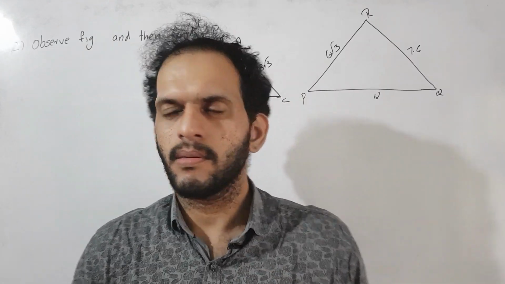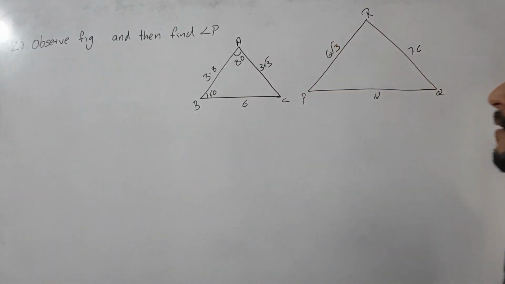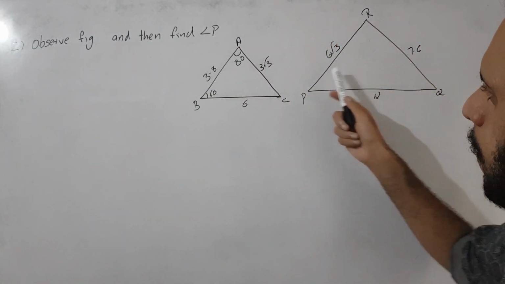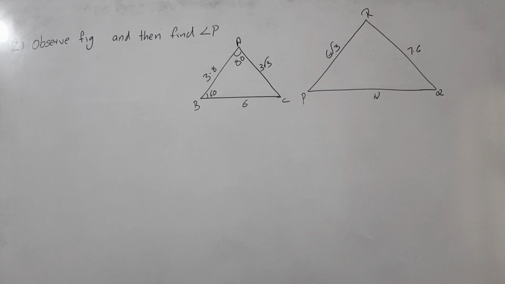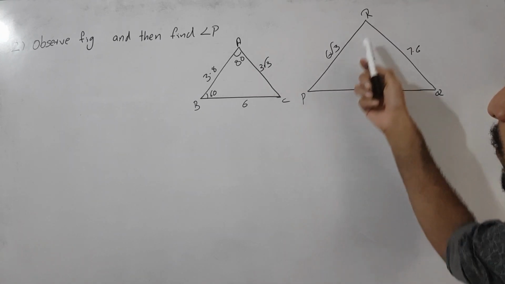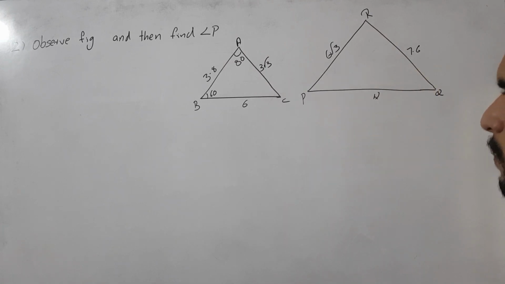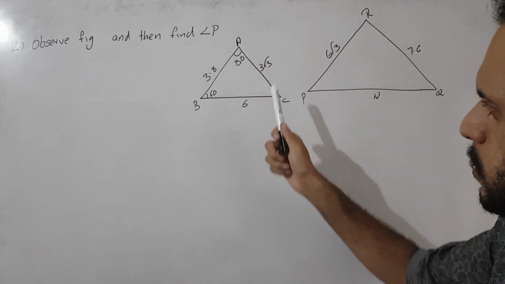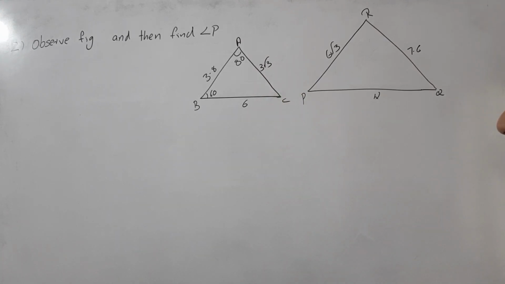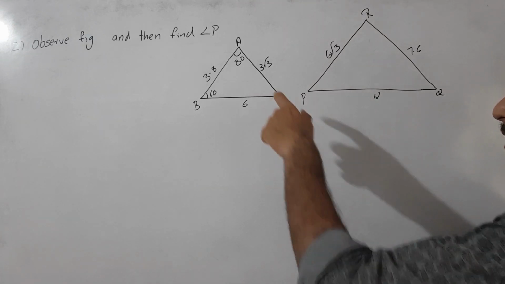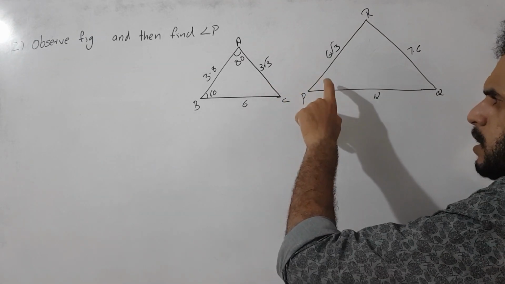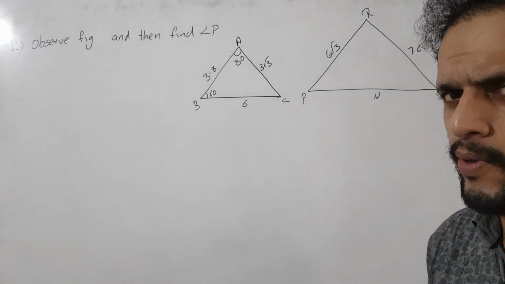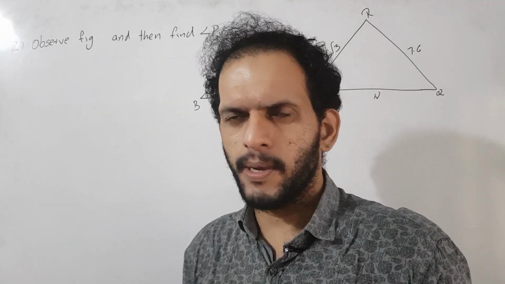The second question is like this: observe the figure and then find angle P. Observe the figures and find the value of P. For finding the angle P, no angle value is given in triangle PQR. But the angle values of A and B in triangle ABC are given, so it is possible to find the angle value of C. Then if the angle value of C is equal to the angle value of P, it is very clear that it is possible to say the value of P.